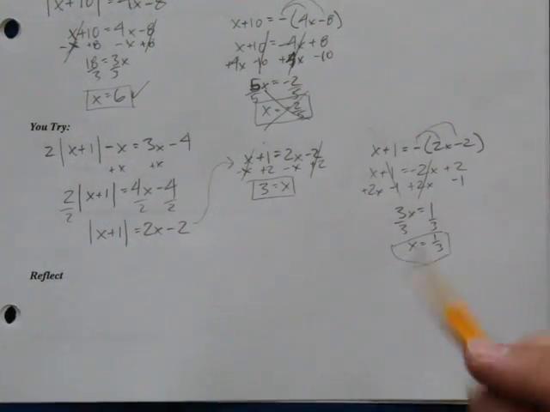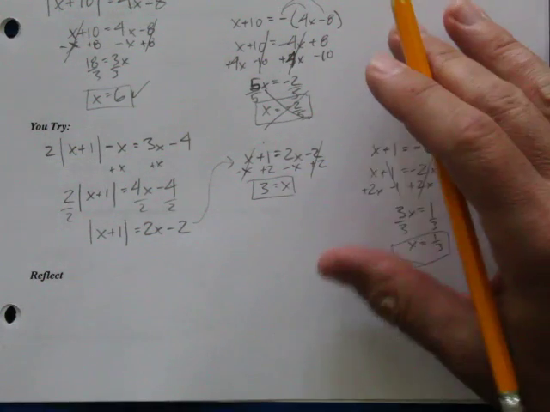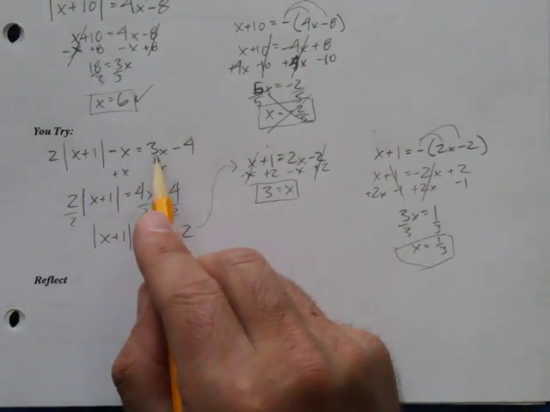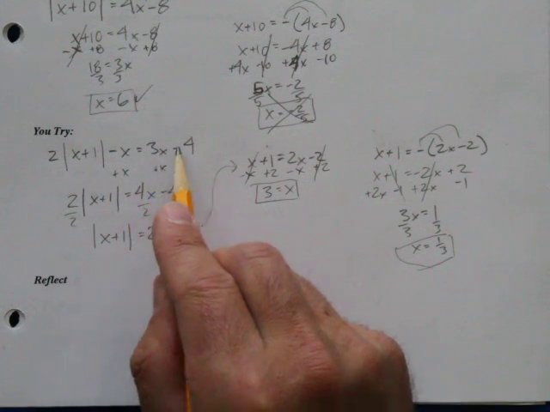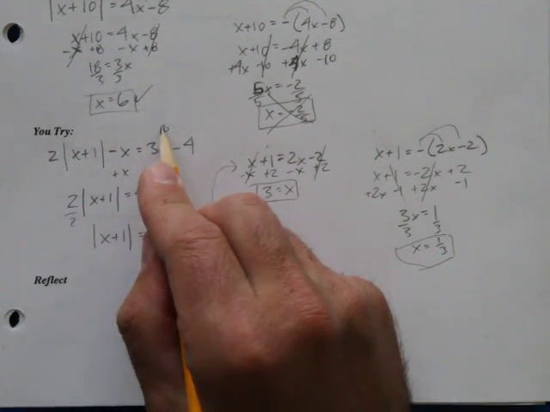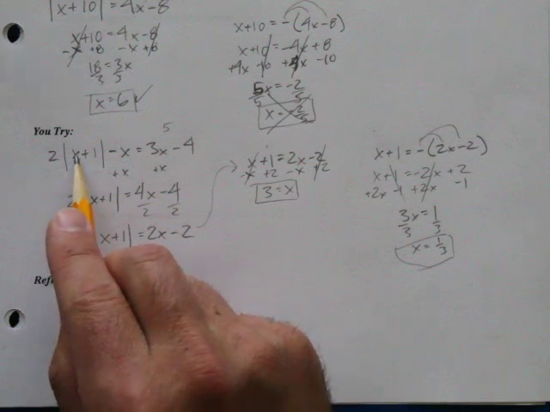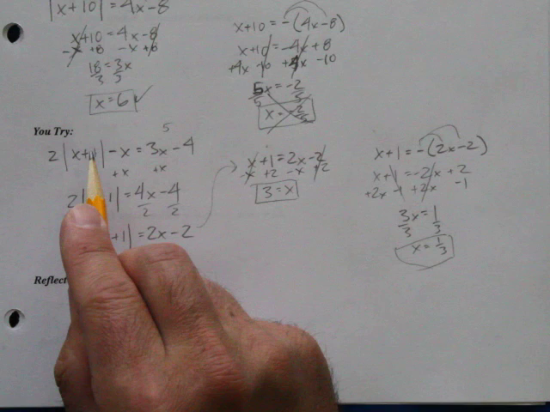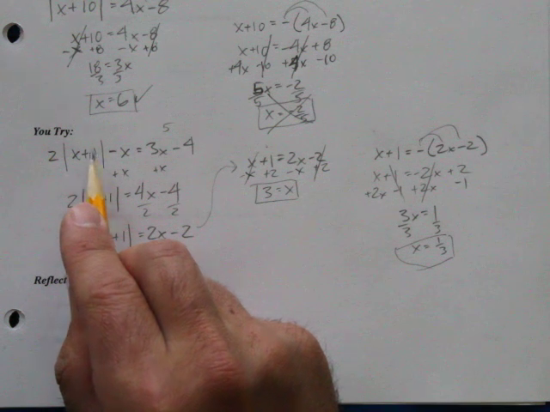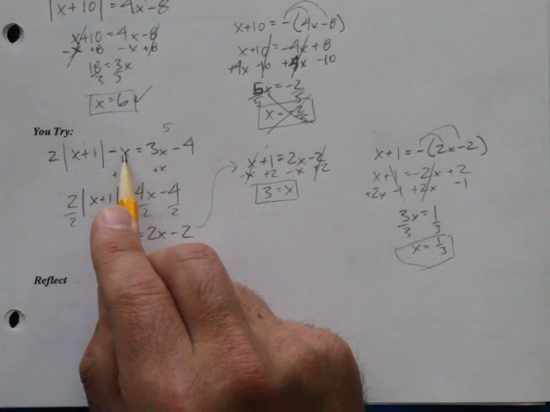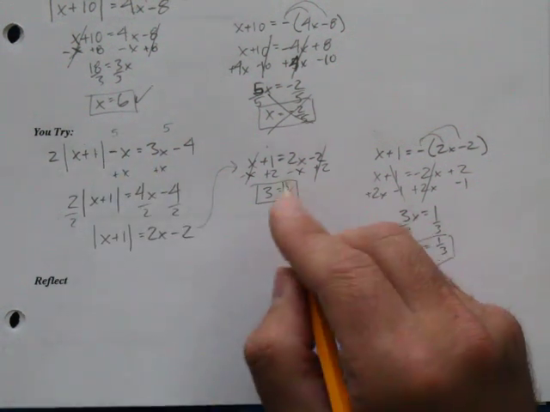So now I'm going to check to see if these answers make sense. So I'm going to plug this 3 in. Let's do it on this side first. 3 times 3 is 9. 9 minus 4 is 5. And then let's plug it in here. So 3 plus 1 is 4. The absolute value of 4 is 4. 4 times 2 is 8. 8 minus 3 is 5. All right, that one looks good.